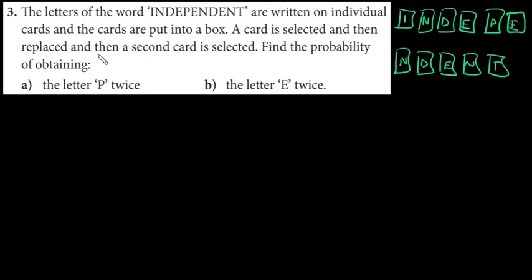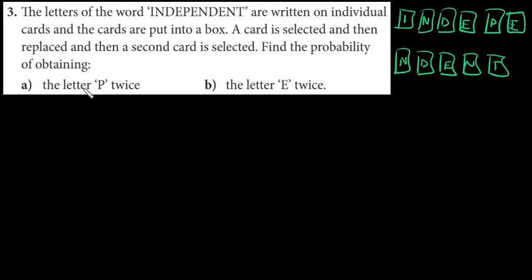A card is selected and then replaced. So if it is replaced, that means the first selection and the second selection are independent events because they don't affect each other. But if it is not replaced, then the first selection affects the second selection because the number of all outcomes decreased by 1 by the first selection.